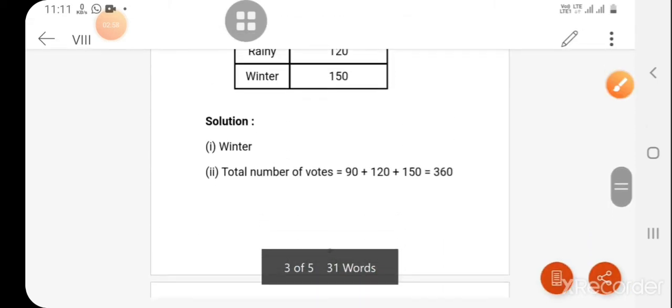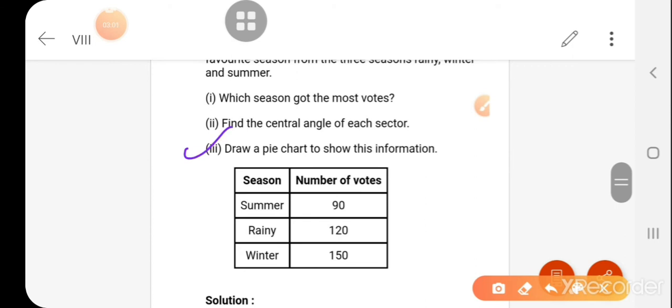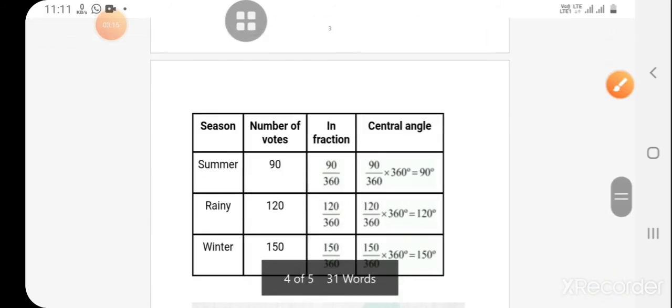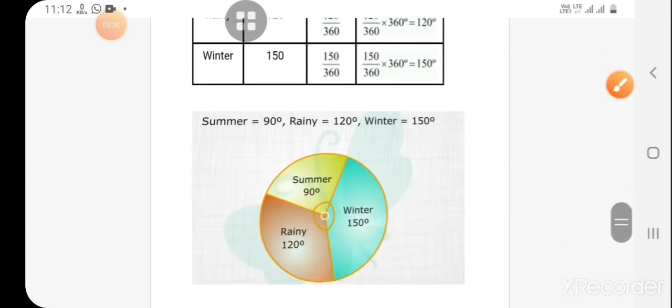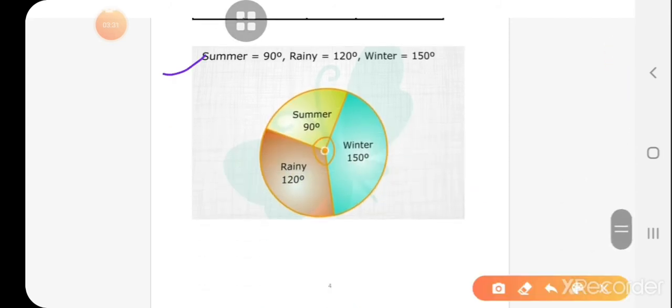Now for question number 3, draw a pie chart to show this information. That means this information you have to represent with the help of a pie chart. To make a pie chart, you need the central angle. Without the central angle you cannot make the pie chart, so we will use this table. One more thing I want to say: whenever you are asked to draw a pie chart, first you draw this table and make the central angle. With the help of this you will make the pie chart. Since we have already found the central angle, listen here on how to draw the pie chart.